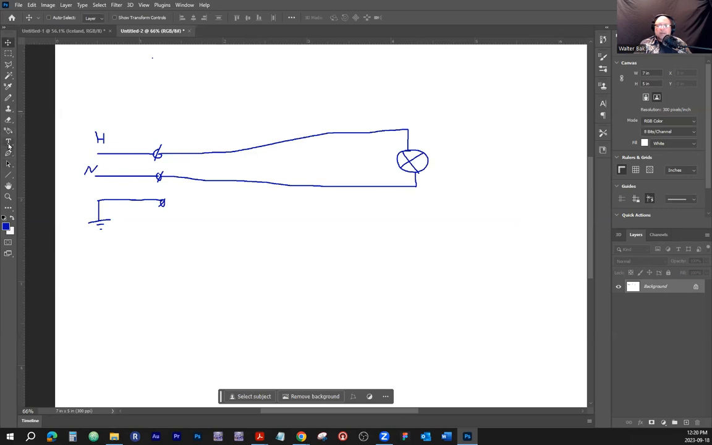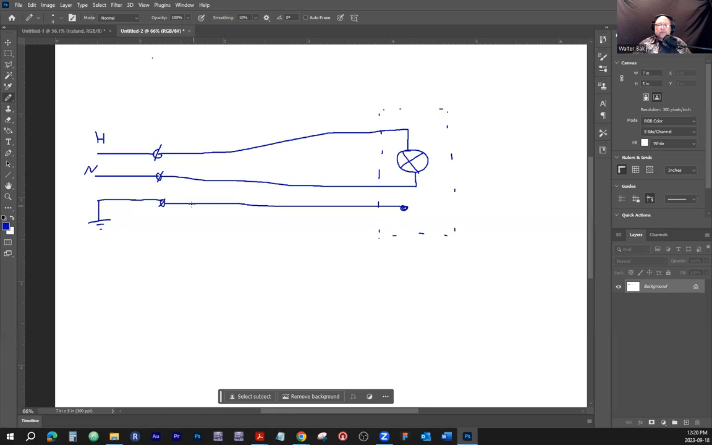What else do we have? We have a bonding wire or grounding wire, and that here is going to be connected to the chassis of whatever the light bulb is mounted on, if the chassis is metal. If it's a duplex receptacle, it could be a utility box that's made of metal, right?